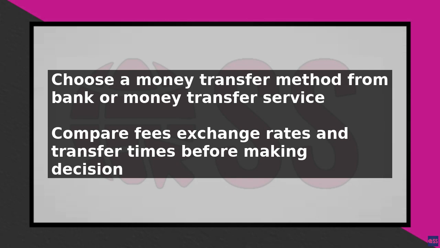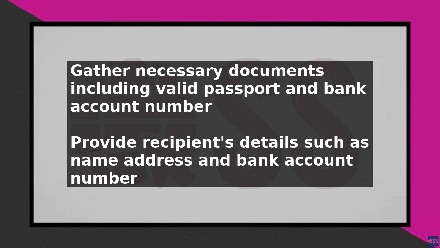Once you have chosen a method, you will need to gather the necessary documents, which typically include a valid passport, a bank account number, and the recipient's details, such as their name, address, and bank account number. If you are using a bank, you will need to visit the bank in person and fill out a transfer form, providing the necessary documents and information.